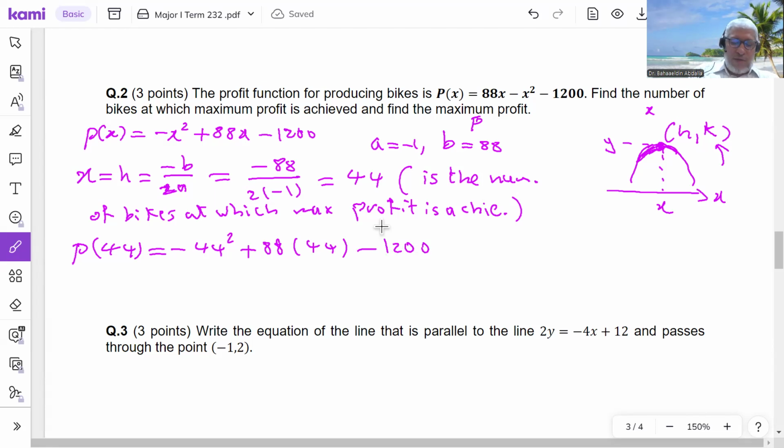You put this in the calculator and you write negative, then 44 to the power 2 without parentheses this time. 88 times 44 minus 1,200, the answer is 736. So the maximum profit would be $736. Okay, so this is the maximum profit.